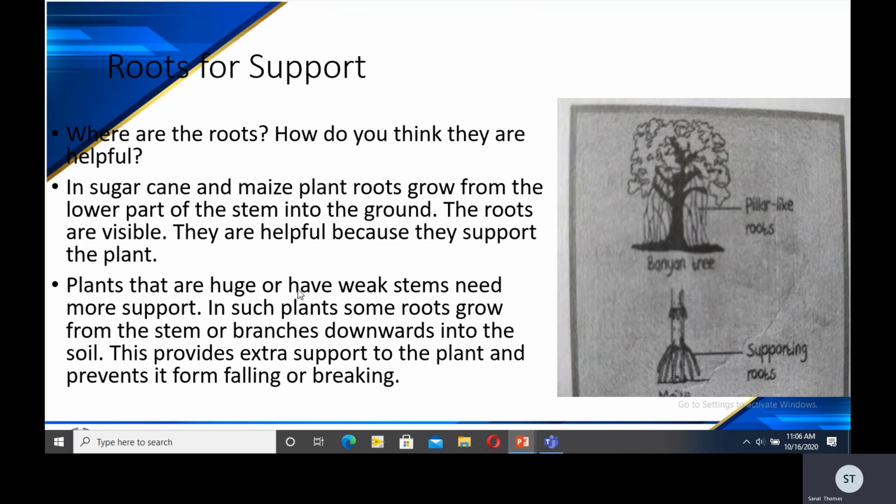Plants that are huge or have weak stems need more support. The banyan tree is a huge plant, so it needs more support. In such plants, some roots grow from the stem or branches downwards into the soil. This provides extra support to the plant and prevents it from falling or breaking.